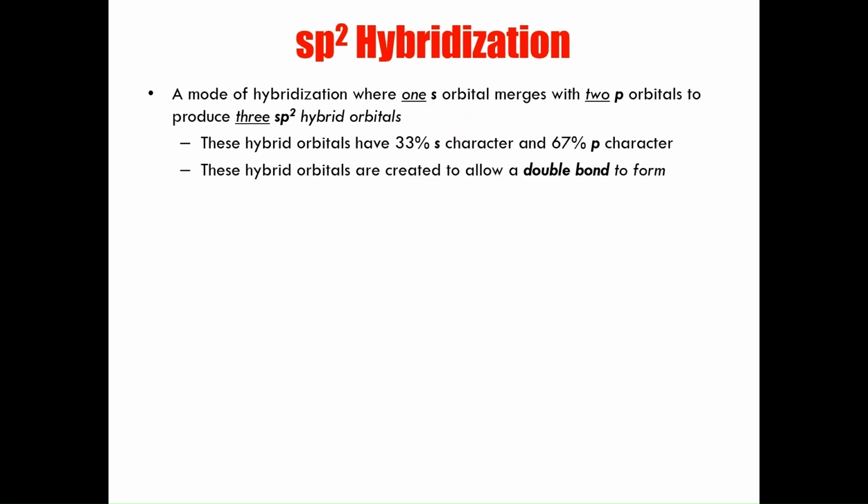sp2 hybridization is a mode of hybridization where one s orbital merges with two p orbitals to produce three sp2 hybrid orbitals. These hybrid orbitals have 33% s character and 67% p character. This is due to the ratio between the two p orbitals and the one s orbital. These hybrid orbitals are created to allow the central atom to form a double bond. These orbitals orientate themselves 120 degrees apart, forming a trigonal planar shape.